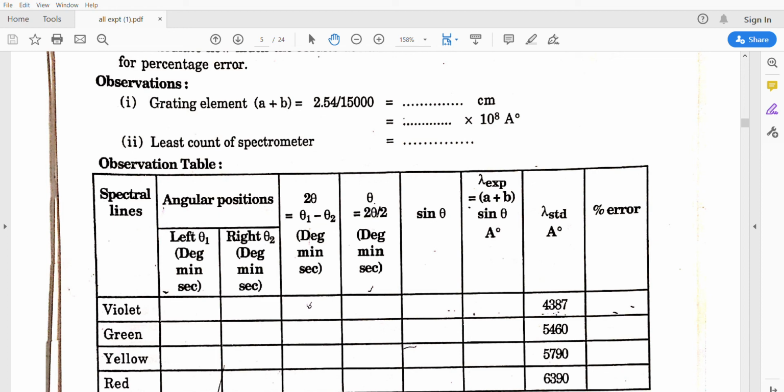When you observe the spectrum on both sides of the grating, spectrum is nothing but the formation of colors. So we have to keep that cross wire on the colors and take the readings. That is the only task we have to do. When we take theta 1 and theta 2, we can easily do the calculation. Here no graphs are there in this experiment.